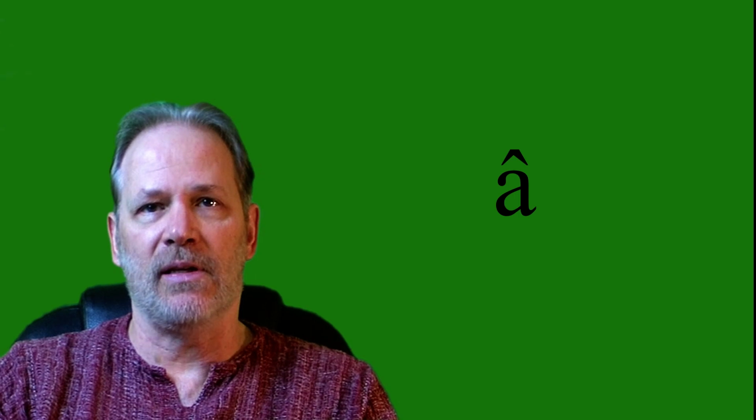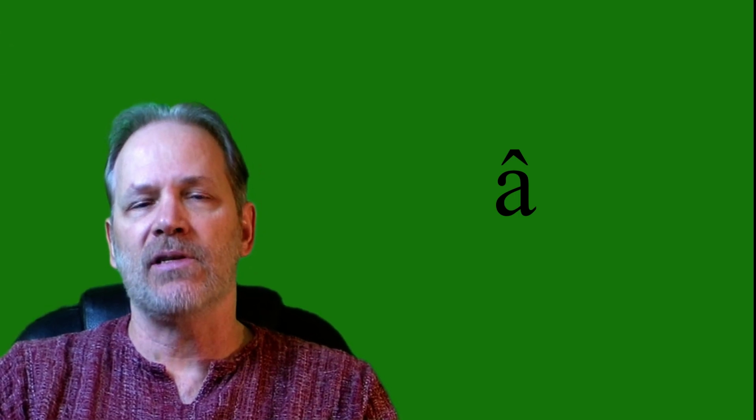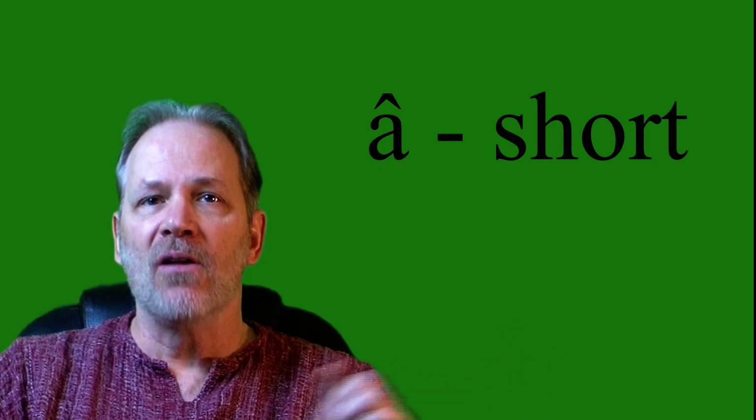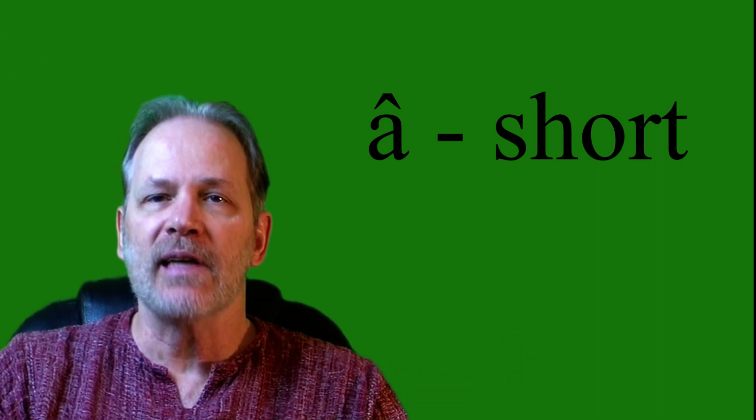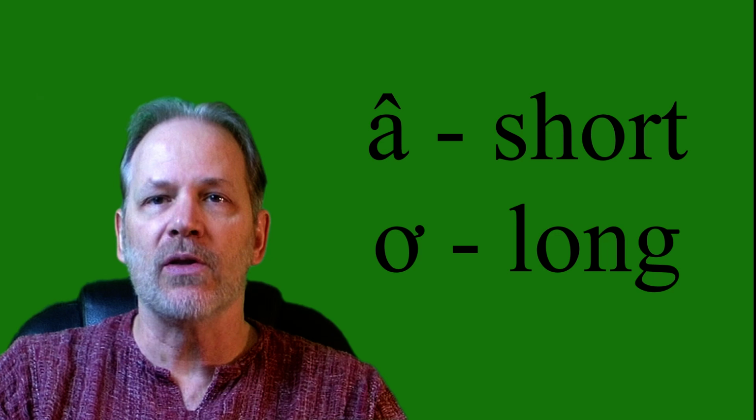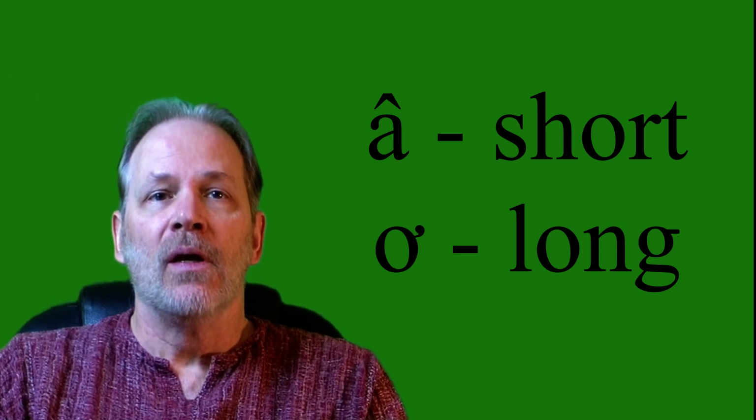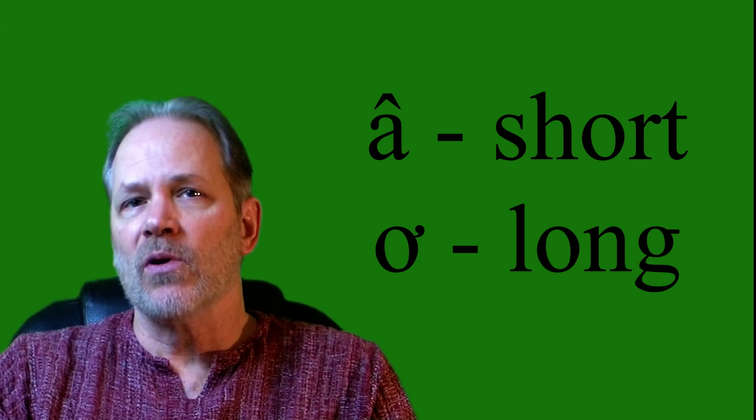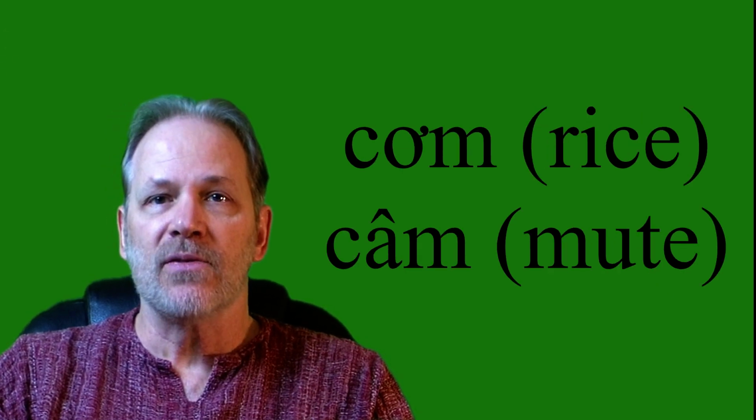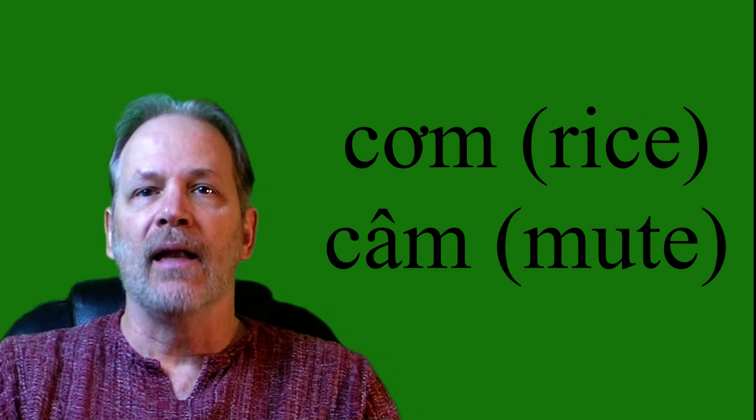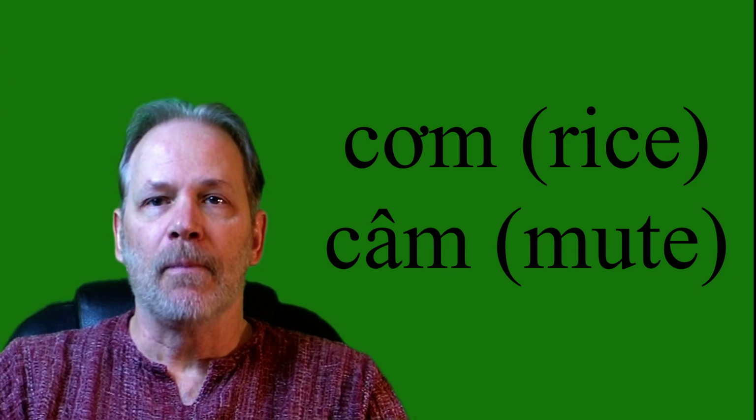Now the is a little strange, the a with the hat on it. Most people don't teach it this way, but here's how I understand it. Is a short vowel, and its long counterpart is actually the letter the O with the whisker on it, which is also pronounced like a UH. A good example are the words gum, which means rice, or food in some cases, and gum, which means mute.